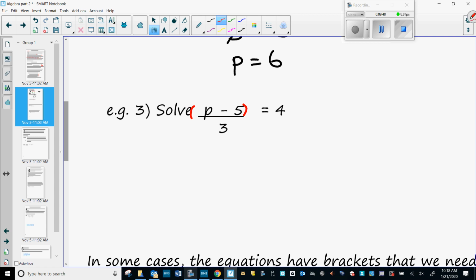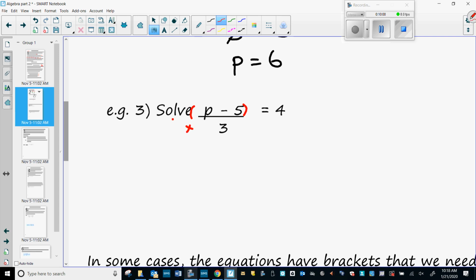Are you all comfortable that this, because the line goes underneath everything, implies that there's a kind of bracket there? Okay? So we have to deal with our 3 first of all. So we are dividing by 3 on this side. What did we say we have to do to get rid of a divide by 3? What's the opposite of divide?